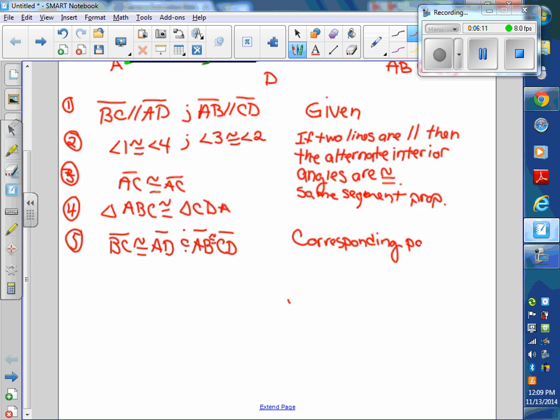Corresponding parts of congruent triangles. Triangles. What's congruent? Or what is this symbol? Congruent. Yeah. They're congruent.